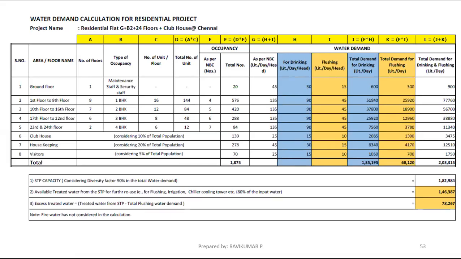Sir, one minute, sir. This drinking, liters per day, where do we get it from, NBC or where? NBC says 130 liter per day you have to take for the occupancy. That is what I am telling, for the drinking water.